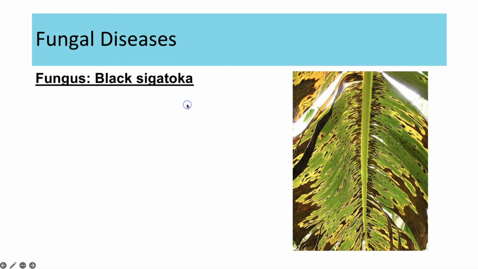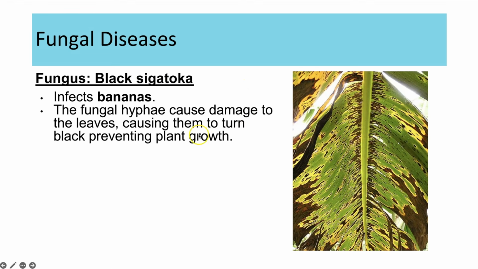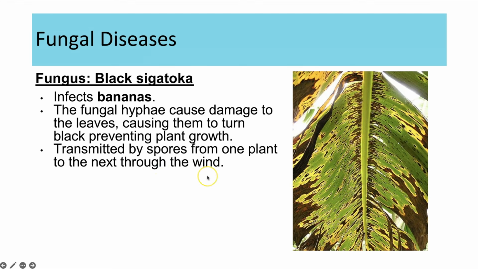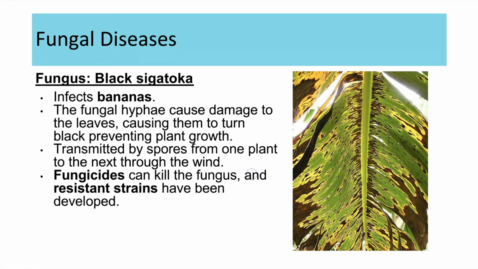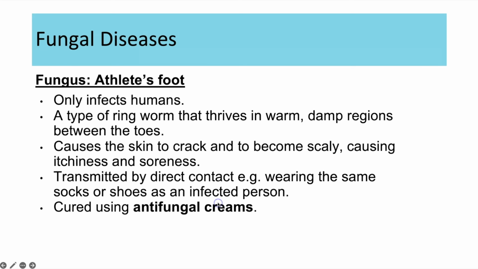So the first fungal plant disease is black sigatoka, and this infects bananas. The fungal hyphae are what causes damage to the leaves, causing them to turn this black colour, and it prevents plant growth because it's going to be preventing photosynthesis. It's transmitted by spores from one plant to the next through the wind. Fungicides can kill the fungus, and also there are some resistant strains that have been developed.